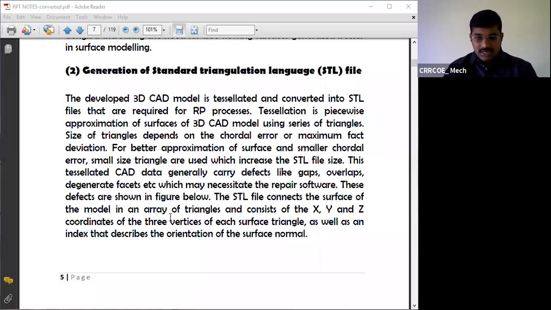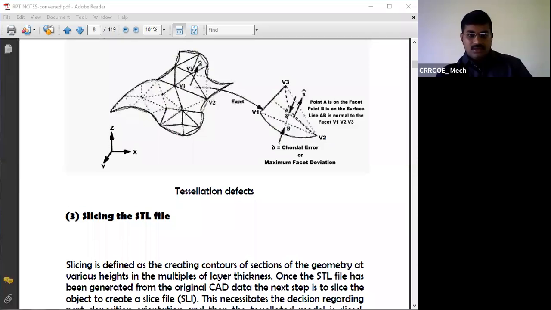The succeeding triangle is going to meet with the preceding triangle, so they are going to be in contact with each other. So every vertex is joined with the successive triangles. This is known as tessellation. So this is the complete outside surface of the component. Inside, we are going to divide into a number of triangles, and they are going to join at the vertices.